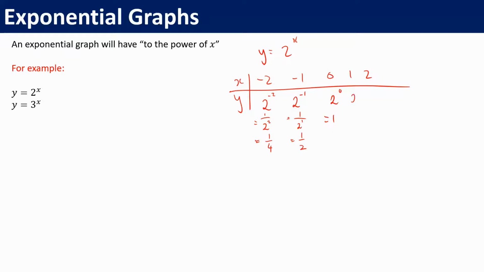Next one. 2 to the power of 1. What is 2 to the power of 1 equal to? 2. And then finally, last one, 2 to the power of 2. What is that equal to? 4. Now, if we actually plot those coordinates on an x-axis, right?